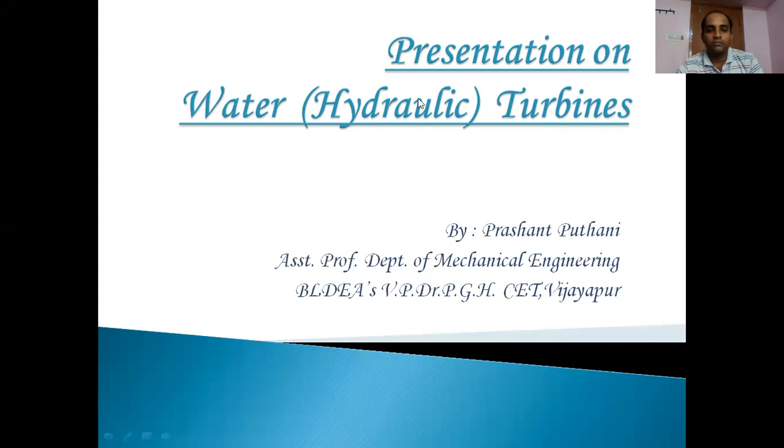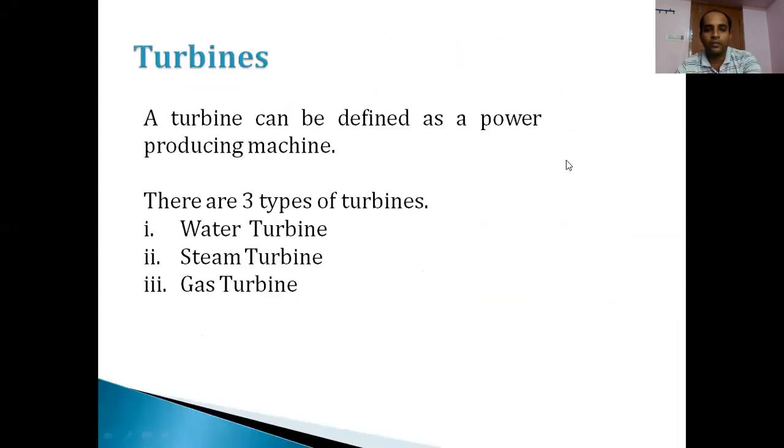So in today's class, we will be discussing water turbines, how they work, their classification, as well as their applications. First of all, water turbines. In simple words, a turbine is nothing but a device which can generate power, or you can say it is a power producing machine or a power generating machine also.